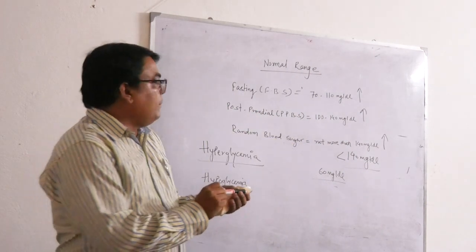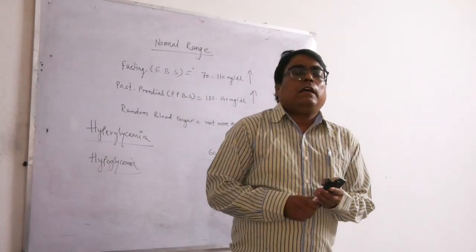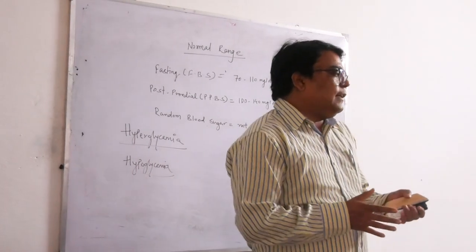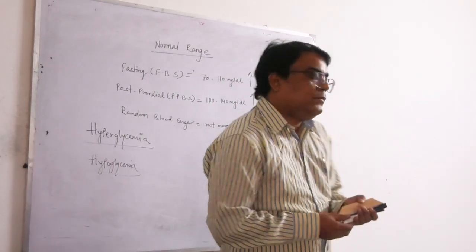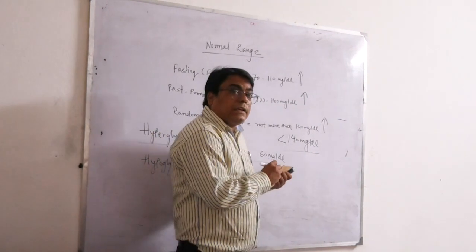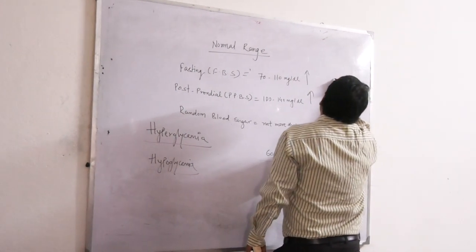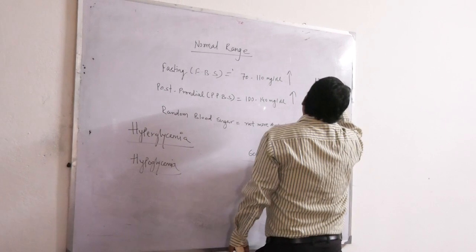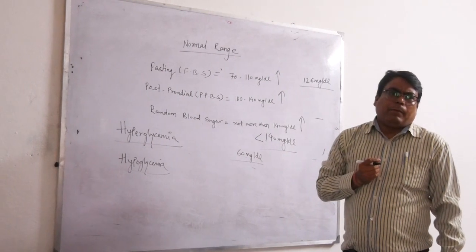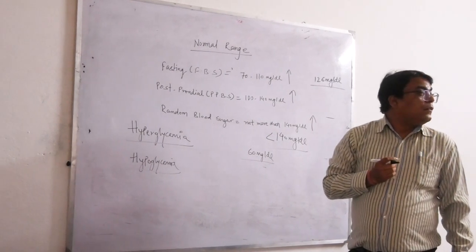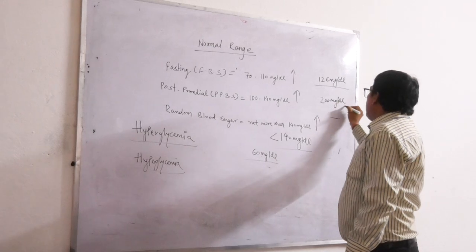So now, from this condition, I will ask all of you, because you already completed carbohydrate metabolism. What is the WHO, World Health Organization, criteria for a diabetic subject? In case of fasting, it is 126 mg per dl. And for random and postprandial, it is more than 200 mg per dl.